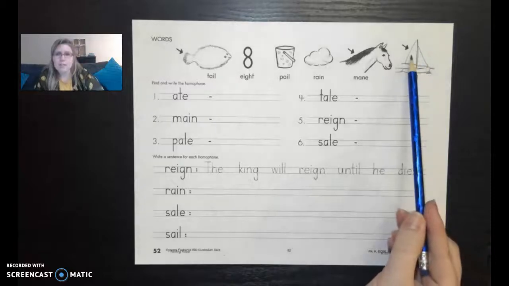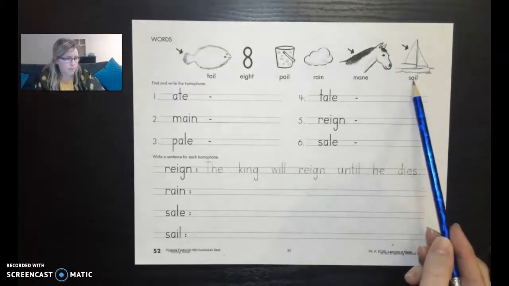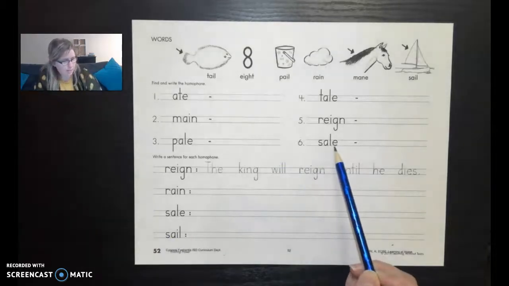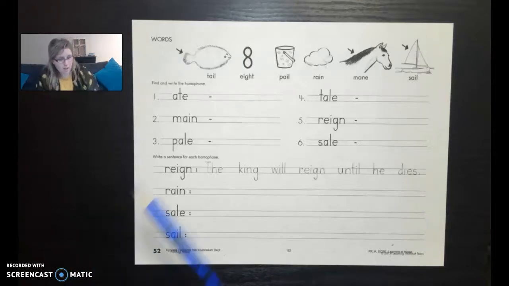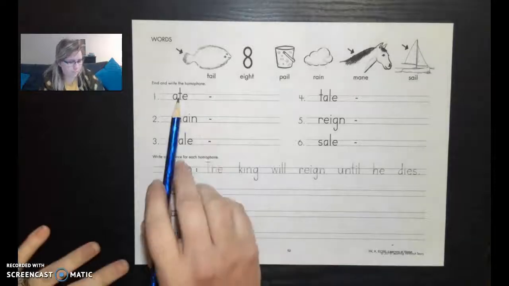Our last picture is pointing to the sail of a sailboat. Sail. But listen to my sentence. The toys were on sale. Am I still talking about a sailboat? No, it means something that has been discounted. So that's right here. Sale. Sail and sale are homophones. Same sound, different letters, different meaning. So let's practice writing a few of these down, and then I'm going to let you get started.